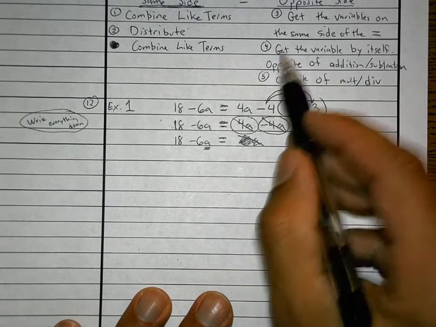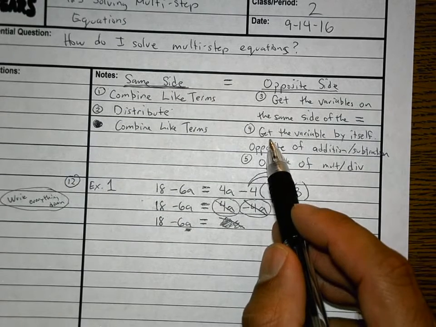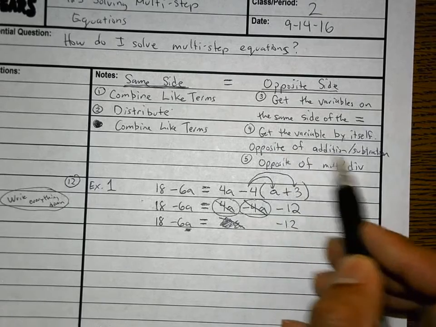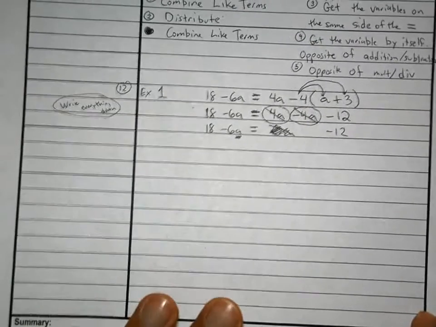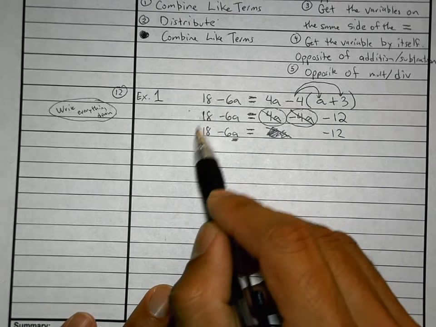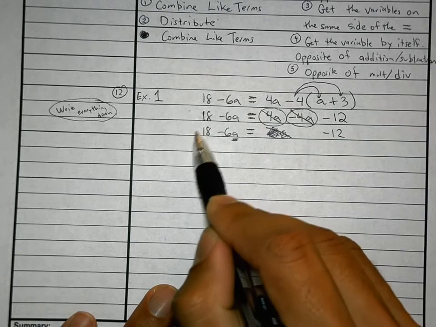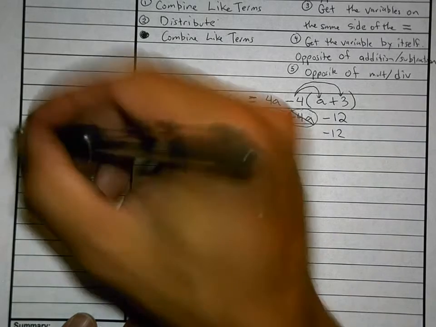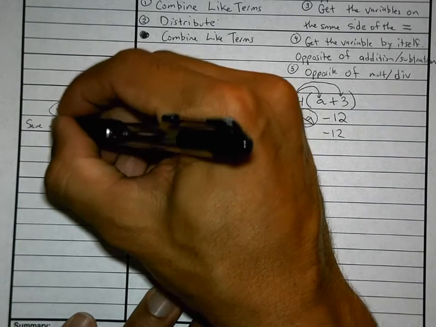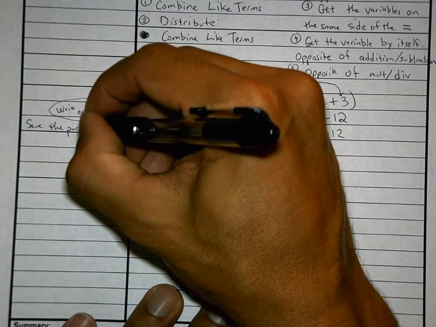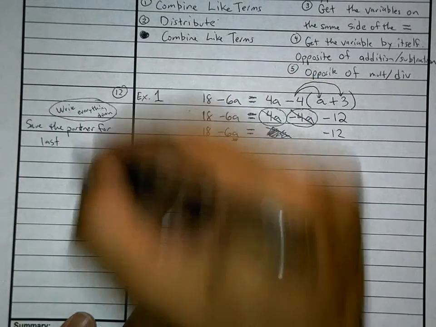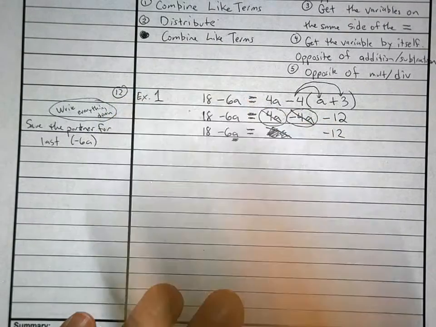The very first thing we want to get rid of on number 4, it says get the variable by itself. Do the opposite of addition and subtraction first. What does that mean? That means in this problem, I want you to get rid of this 18. Keep the partner and save the partner for last. I'm going to put that off to the side. Save the partner for last. And the partner in this example was negative 6a. Or negative 6 is the partner.